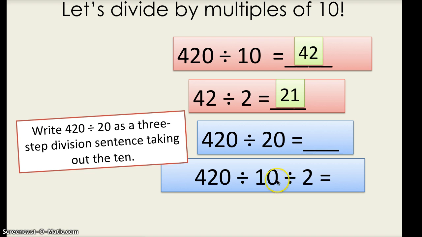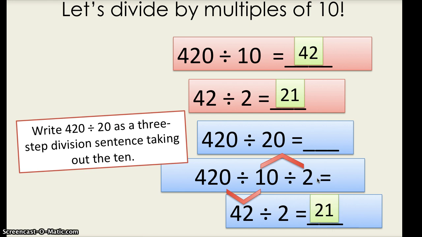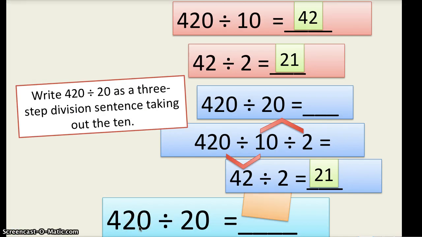420 divided by 10 divided by 2 equals 21, because you're taking this answer, 42 divided by 2. So I'm simplifying this problem out a little bit until I get to my final answer, which equals 21. Okay, let's try another one.